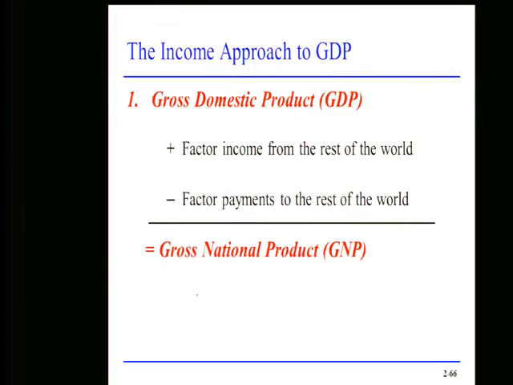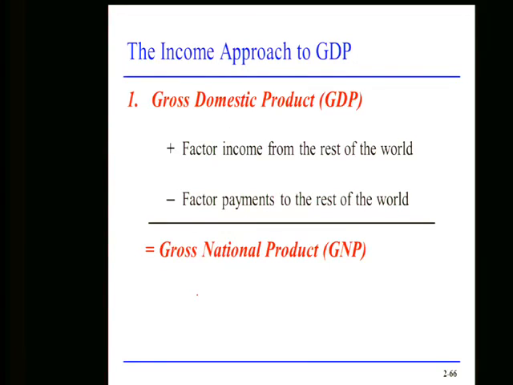We know that some American productive assets, workers and capital, actually earn money abroad. And they send some of that money back to the United States. And inside the United States, there are foreign assets, workers and capital, that earn money inside the country, and they send some of that money outside the country. The money coming in is what we call factor income from the rest of the world, and the money going out is called factor payments to the rest of the world.